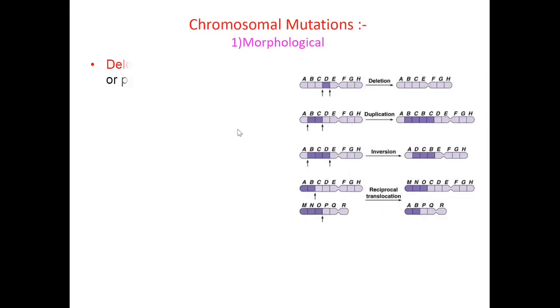Now chromosomal mutations, and first are morphological chromosomal mutations. Its first type is deletion. When loss of a segment or part of a chromosome takes place, it is called deletion. You can look here. This is the chromosome. The D segment is missing here. So this is deletion.